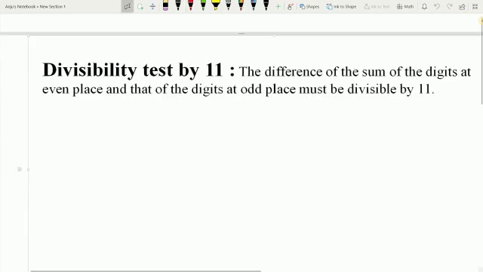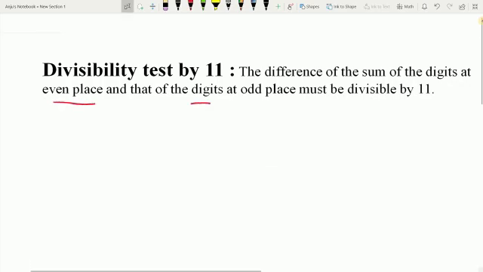And next is divisibility test by 11. The difference of the sum of the digits at even place and that of the digit at the odd place must be divisible by 11.